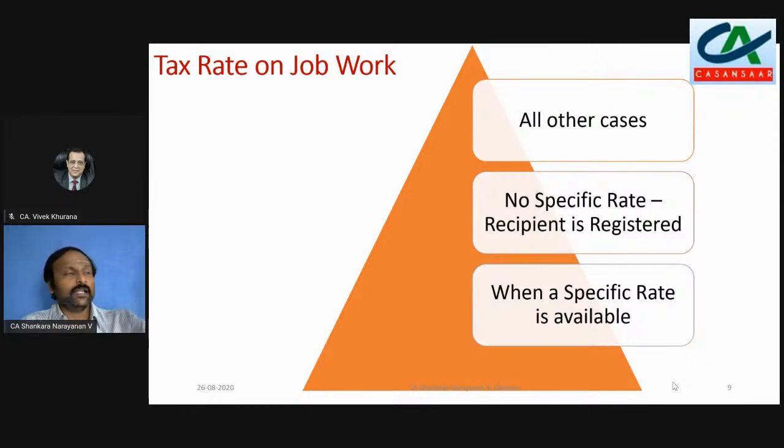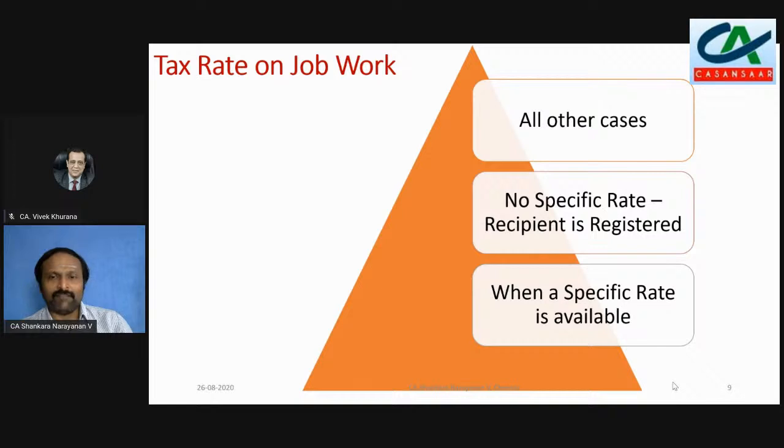What they have just simply said is, if there is a specific rate for your service, whether the recipient is registered or not registered, that is the rate that shall apply. If there is no specific rate in the list that is given by us in notification 11/2017 in case of CGST rate, or 8/2017 in case of IGST rate, if the specific rate is not available, then let's go and pick up the rate which is generic if the recipient happens to be a registered person. If the recipient is not a registered person, then we don't have any other option but to adopt the 18% category, which is what is applicable in all other cases.